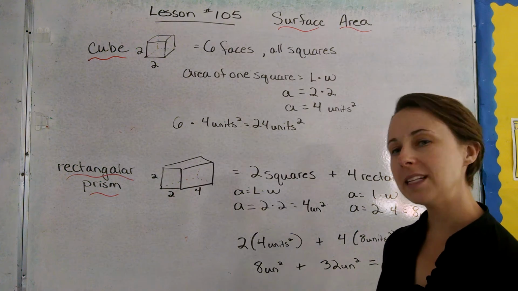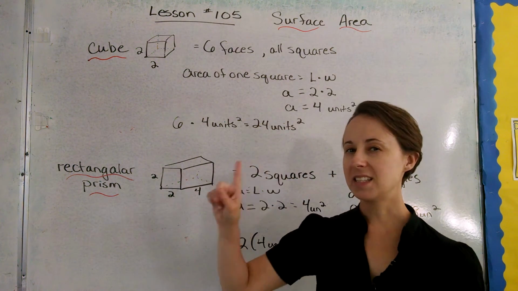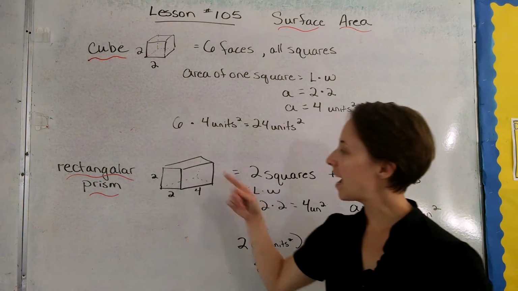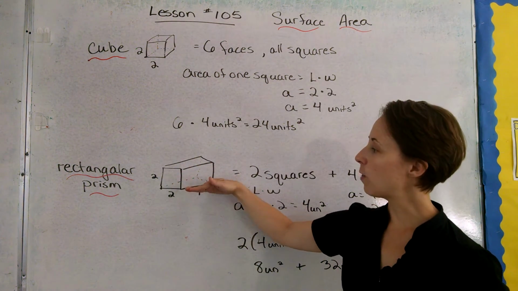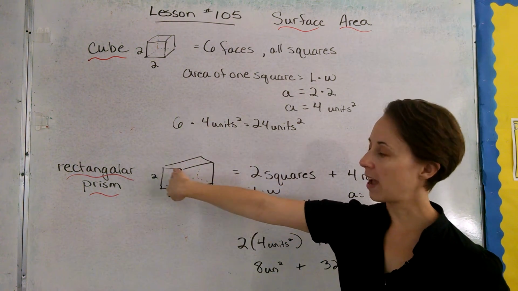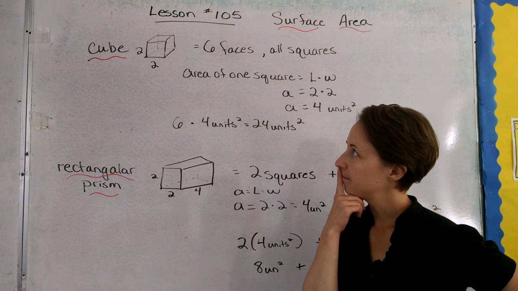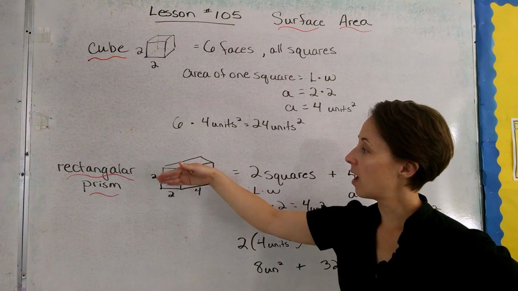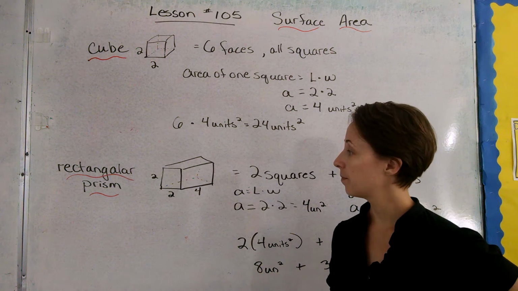I can use the same idea to help me with a rectangular prism. Notice it's not a pyramid, it doesn't come to a point, it's a prism. A rectangular prism has squares on the ends and rectangles the rest of the way around the shape. I want to find surface area. So I want the area of each of these individual shapes around my figure.